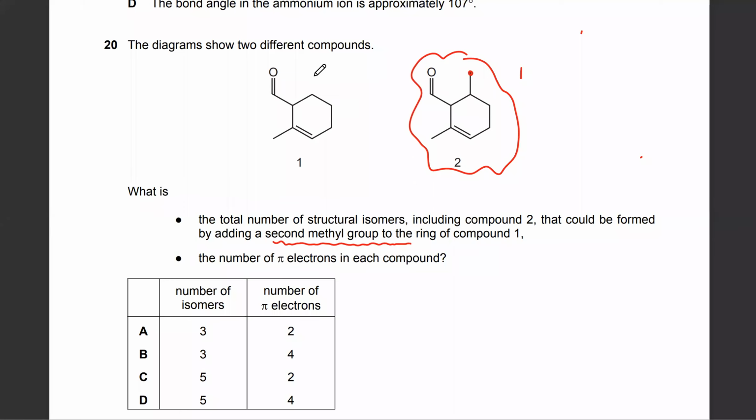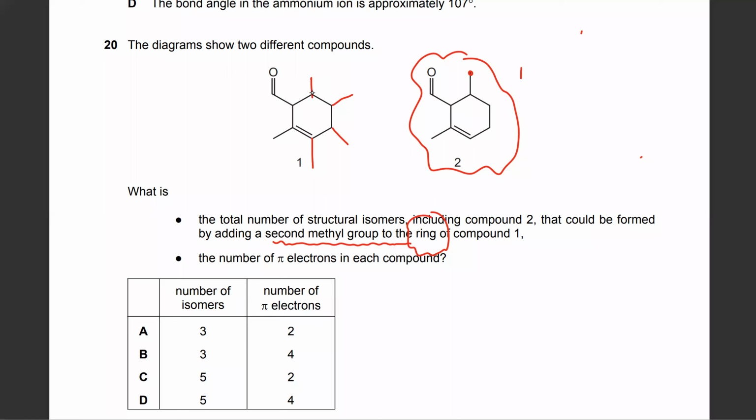Mikhail, do you understand the question? Yes, sir. Okay, so what could be another one? You could add one over here, or you could add one over here, so that's another one. Or you could add it to this one, and they were very specific that you have to add it to the ring. So you've got 4 positions where you could add. Let's include that one.